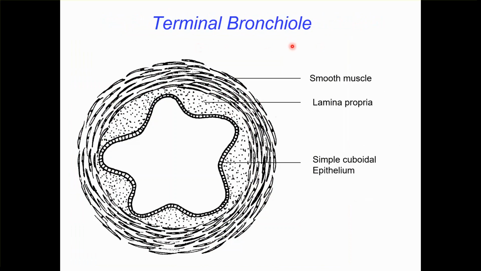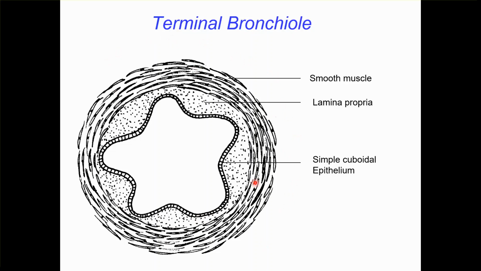Next we see the terminal bronchiole. In the terminal bronchiole, the epithelium has now changed into simple cuboidal epithelium, and this is the lamina propria. Now there is a thick layer of smooth muscle. It goes round, and there is absence of cartilage. There is no cartilage and no adventitia over here.